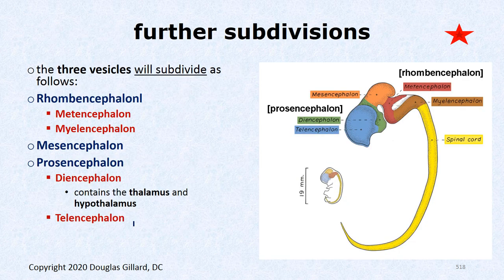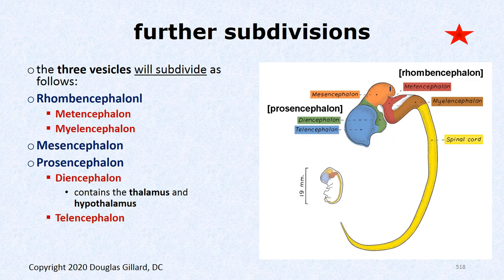If you want to go a little further, we can go further. You're going to have to know all this for neuroscience anyway, so you might as well memorize it now. We won't talk about its parts or anything, but if we go another few weeks of development, now we've got an even better-looking brain. Prosencephalon has split into a diencephalon and telencephalon, right? Diencephalon contains the thalamus and hypothalamus, which are super important regions. We'll talk about that in endocrinology.